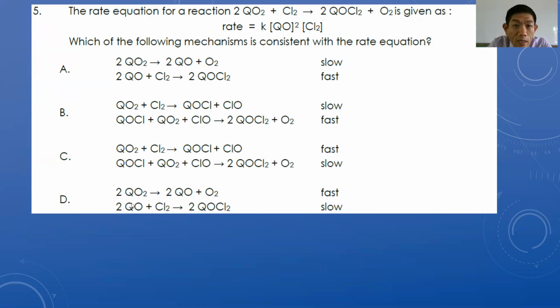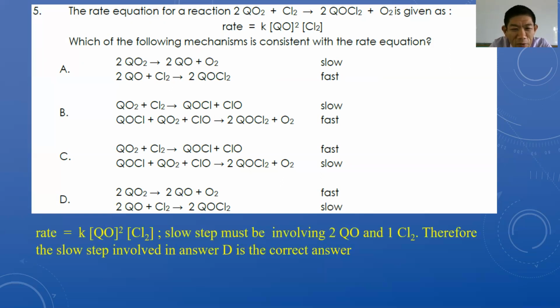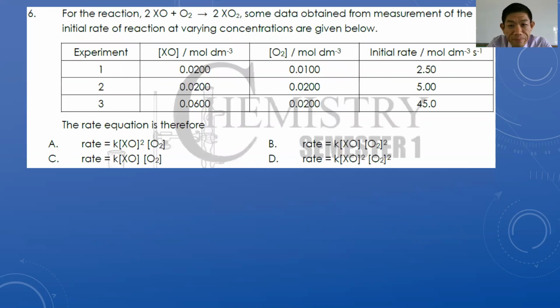And then for D, it is QO plus Cl2 to give QOCl. Okay, no answer in here. Sorry, I think I accidentally typed wrongly. Yeah, correct, QO square, sorry. So QO square times Cl2. So QO is bimolecular, Cl2 is unimolecular. So the best answer is D. Okay, so that is for number 5.